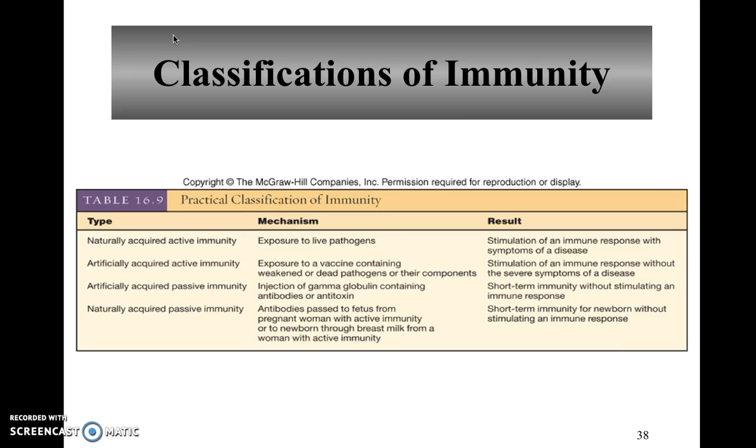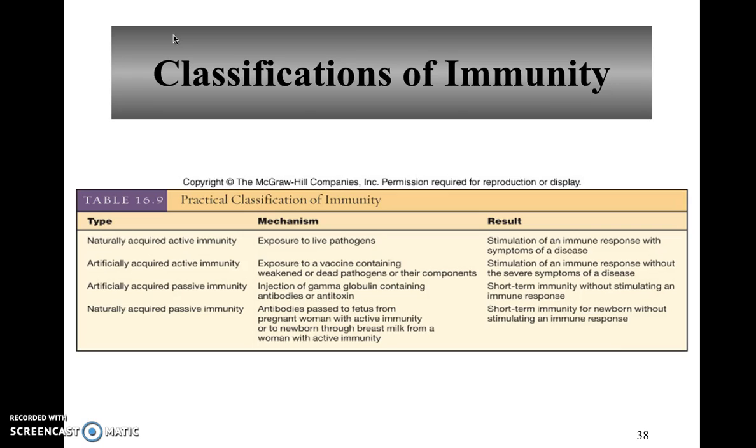Artificially acquired active immunity is a vaccine. You get a weakened or a dead form, or maybe just a piece of the pathogen. Your body creates the memory cells. You don't get sick, and now you have developed this immunity to this particular pathogen. And then there are passive immunities, where your body doesn't make the antibodies, they come from some other source.